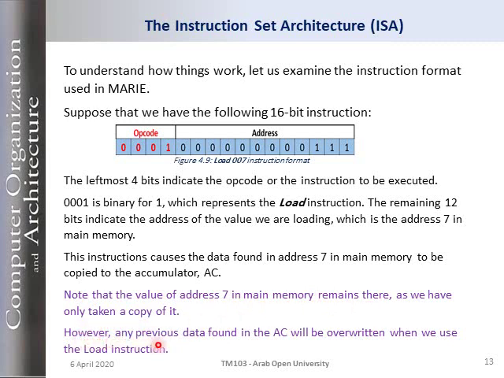However, any previous data found in the accumulator will be overwritten when we use the load instruction. So when we get this data and put it in the accumulator, whatever is in the accumulator will be overwritten to put the new data.